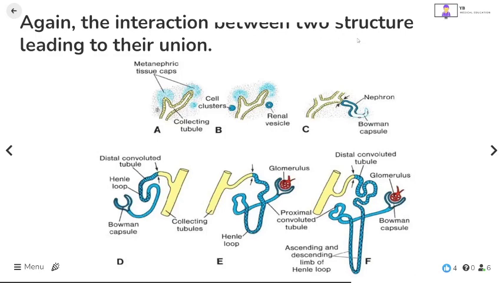Again, the interaction between two structures leads to their union. Here's the ureteric bud. Here's the metanephric blastema. They come together and fuse until you have the Bowman's capsule and the glomerulus up until the distal convoluted tubule. This blue color comes from the metanephric blastema, and this yellow color comes from the ureteric bud. Okay, that's so high yield, guys.